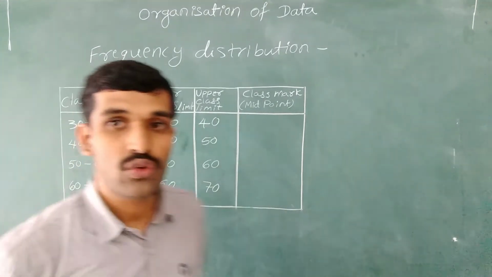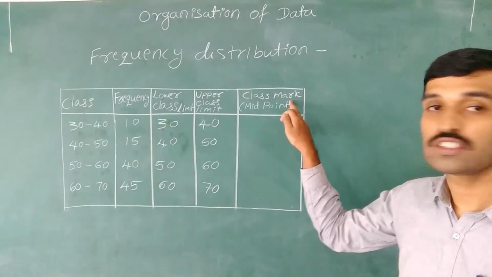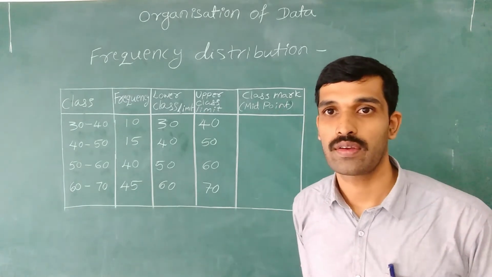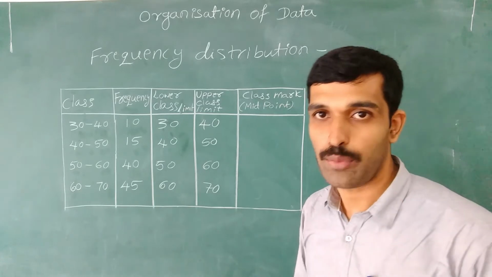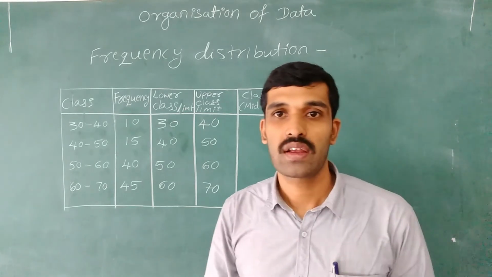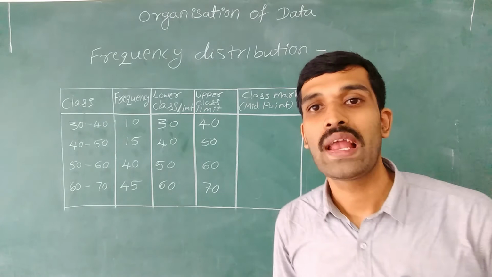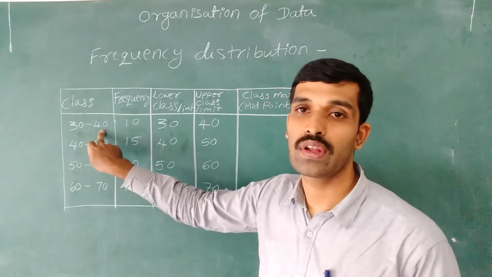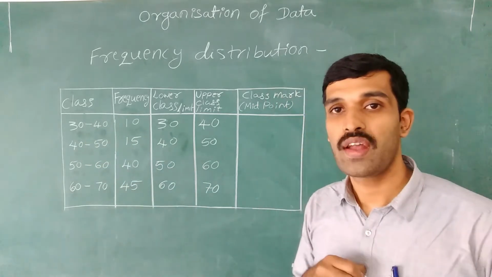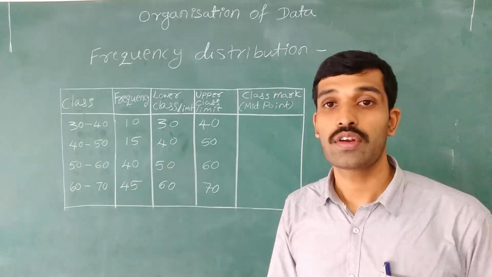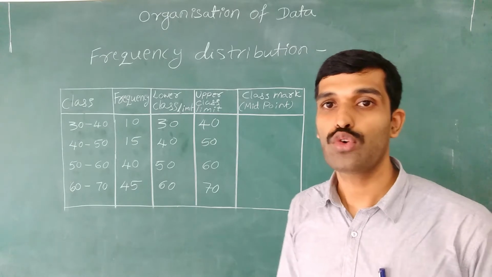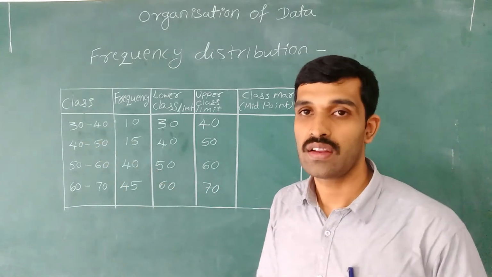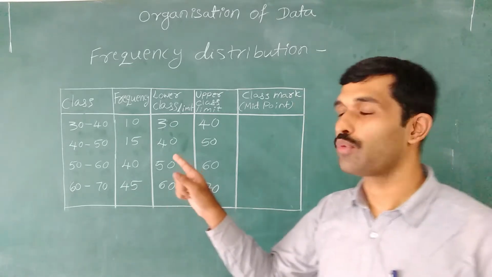Then we need to find out the class mark or midpoint. What is midpoint and how to find out the midpoint? Class mark is the middle value of the class. What is the middle value here? 30 and 40 in between. Which one is the middle value? Middle value is 35. How to find out the middle value? Here we can easily identify the middle value in between 30 and 40.